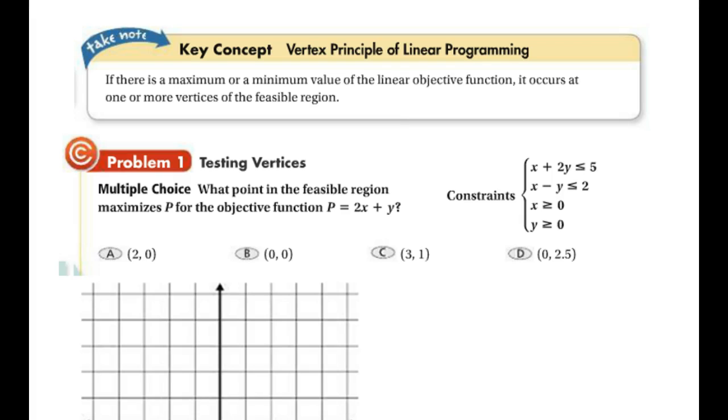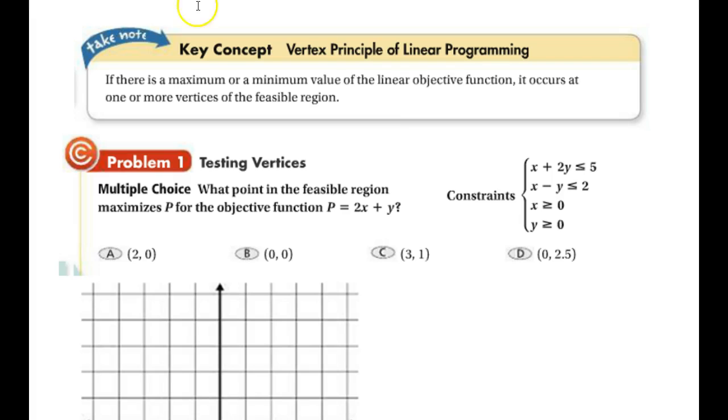In our key concept box here, we're going to be talking about the Vertex Principle of linear programming. This is something important and you want to jot this down in your notes. So if we are having a maximum or minimum value of the linear objective function, it's going to occur at one or more vertices of the feasible region.